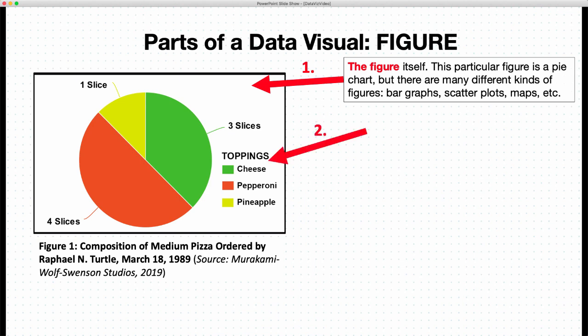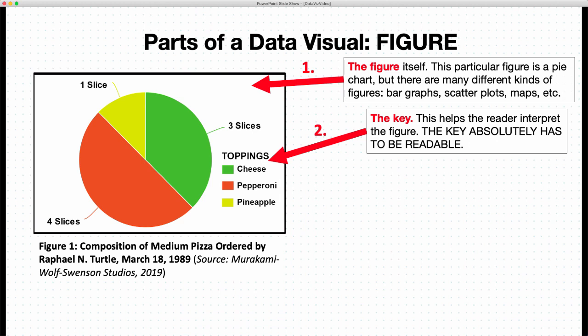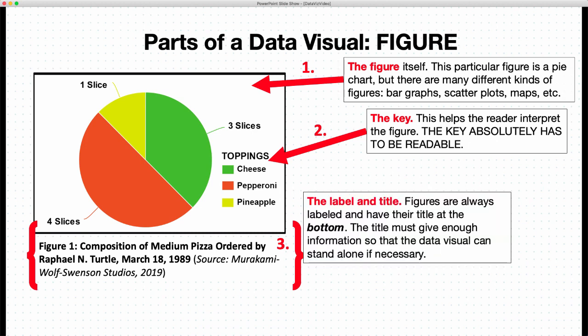Right here is the key. The key helps the reader interpret this figure. The important thing about this is that it absolutely has to be readable. Your audience has to be able to see it or they're not going to make sense of the data at all. This right here in the braces is the label and the title.